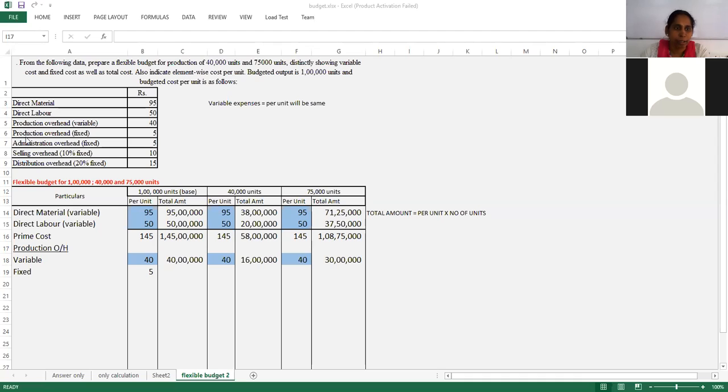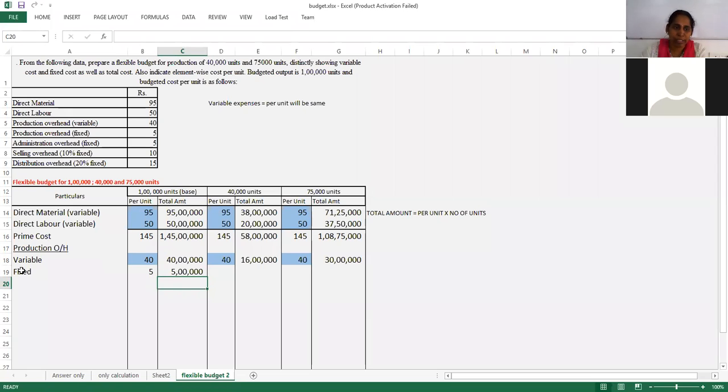Next is production overhead fixed. Very important, fixed. Per unit is 5 rupees, and I wanted to know the total amount. So for that, what do we have to do? You have to take the per unit multiplied by the number of units. 5 rupees is the per unit, and the number of units is 1 lakh. So how much is it coming? 5 lakhs. The total amount will be 5 lakhs.